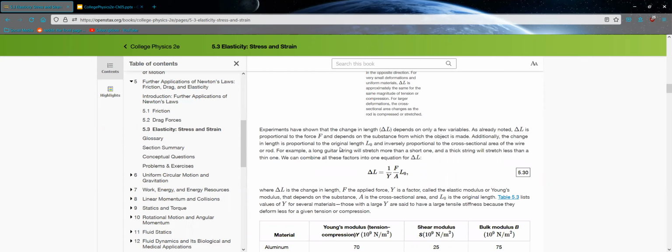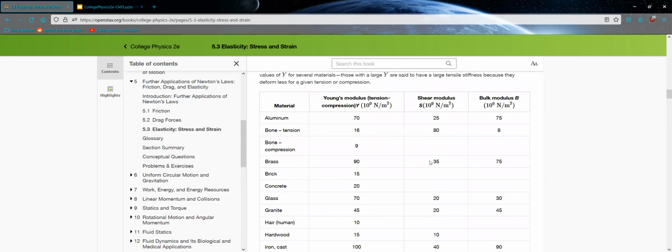This equation is different in what it cares about, but we're basically doing the same thing with each of these three. We have a coefficient for the material. We have how much it's changing or how much force is applied, and we have how big it is.